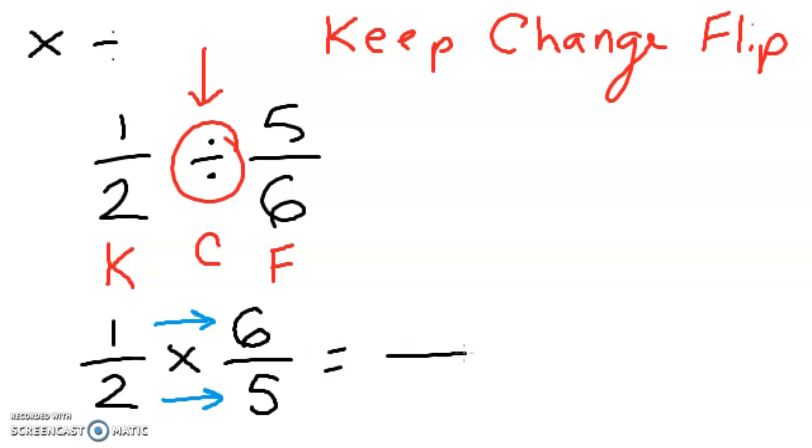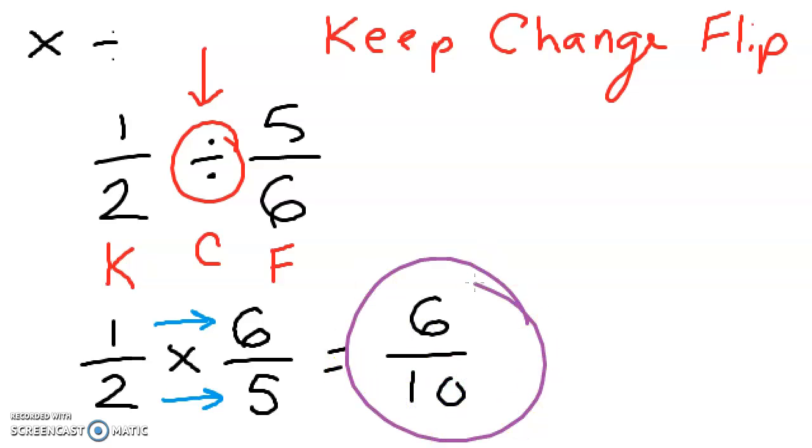So 1 times 6 is 6. 2 times 5 is 10. And that is going to be our answer. So make sure whenever you encounter fraction problems with division, you keep, change, and flip so it becomes a multiplication problem instead.